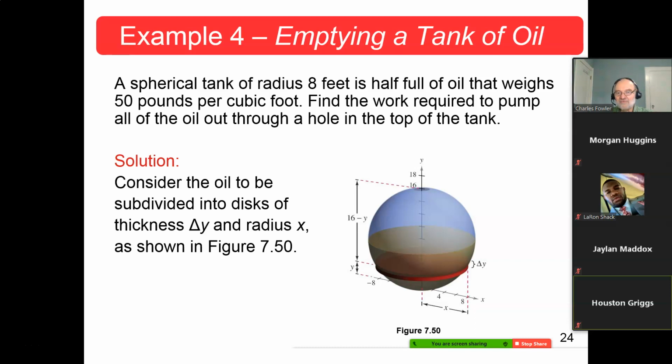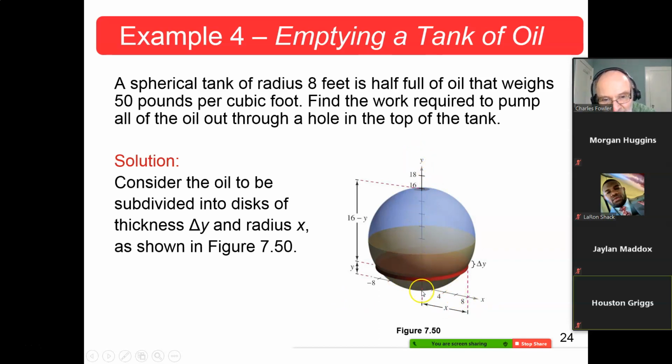So that radius is going to be x as shown here. Now, here's the disc. They're showing one disc down here. What they've done is set this tank on the xy axis. No, I'm sorry, on the plane where the x-axis is. And then they're having the y-axis go up this way.